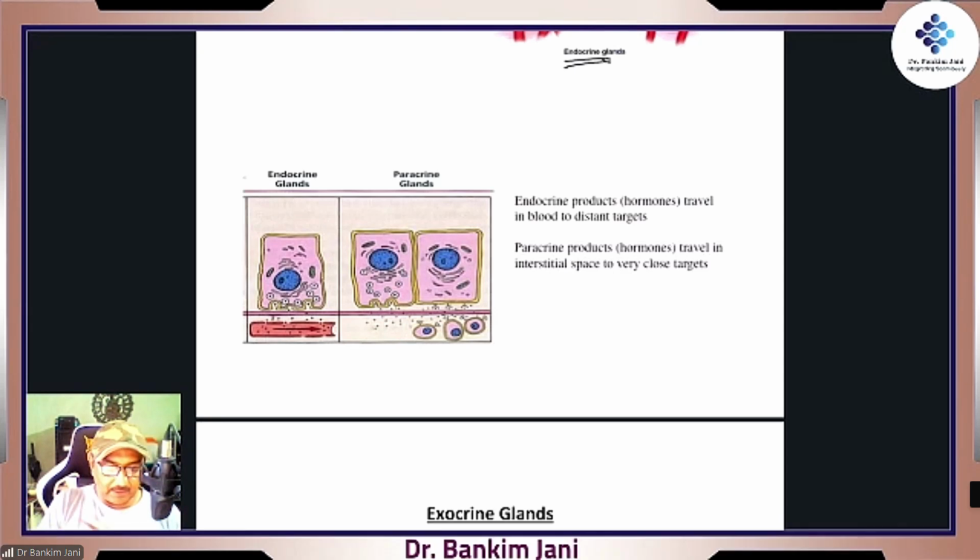Okay. Now, on top of it, endocrine, we understand, right, that they will be putting it into the blood. So endocrine products or the hormones, right, that is what we call it. They travel in blood to distant targets, correct? They will be traveling all the way to distant targets. But there are some other type of, they are called as the paracrine. Para means near, right? Para means near. So this is the paracrine products, hormones. They travel in interstitial space to very close targets.